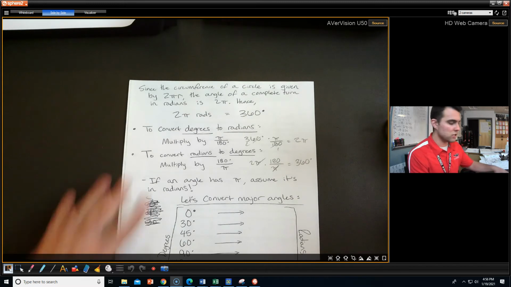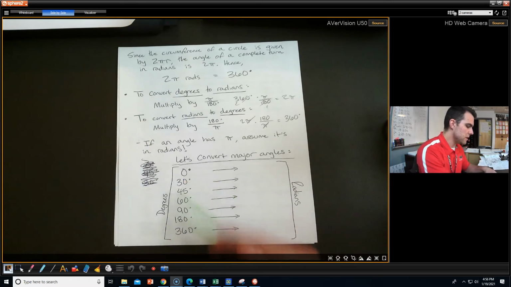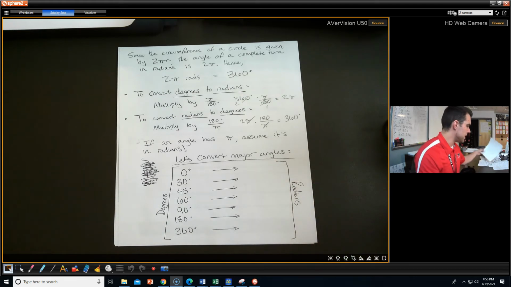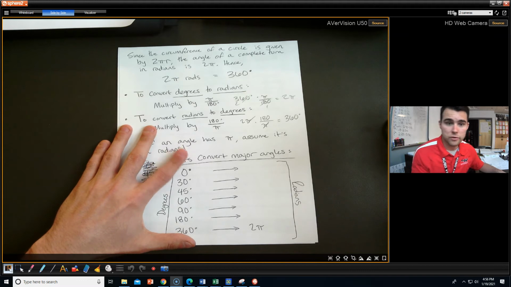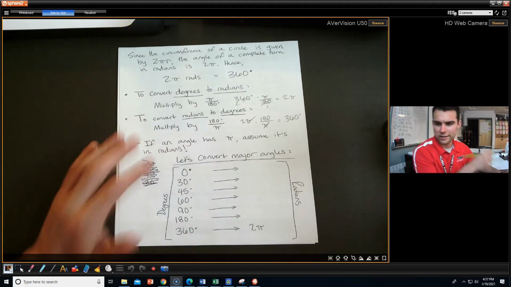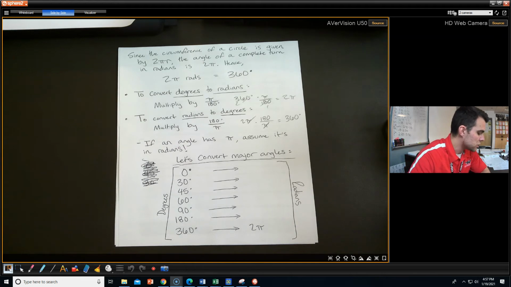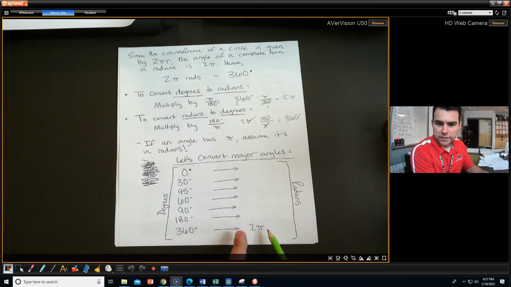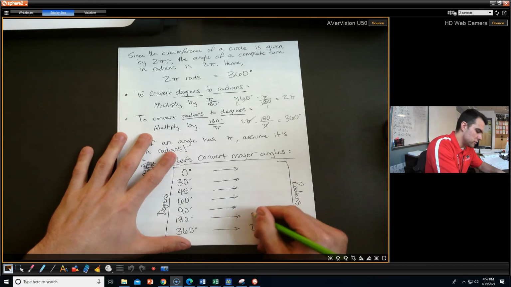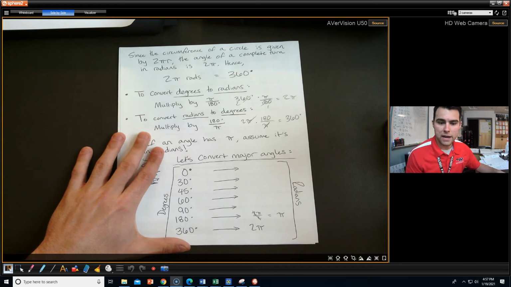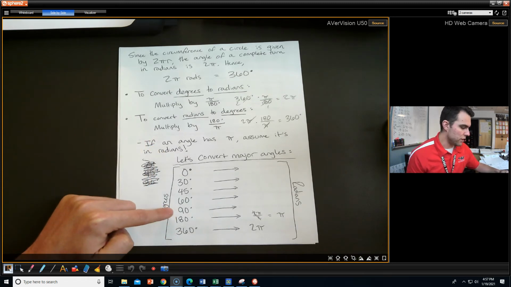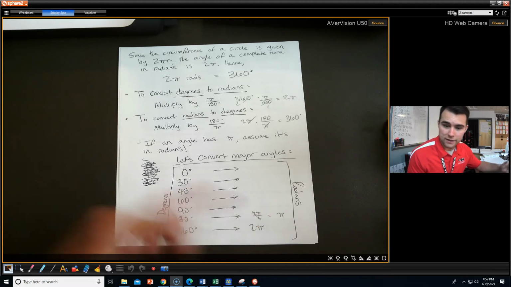So let's convert some major angles. We've got some degree measurements and some radians, and let's see how they compare. First of all, we know 360 degrees is 2 pi radians. If you want to label it, you can call it rads, but we're going to leave it as 2 pi for right now. If I want 180 degrees as radians, 180 is half of 360, so half of 2 pi, the 2's cancel, and I'm left with pi radians. Half of 180 is 90, so half of pi is pi over 2.